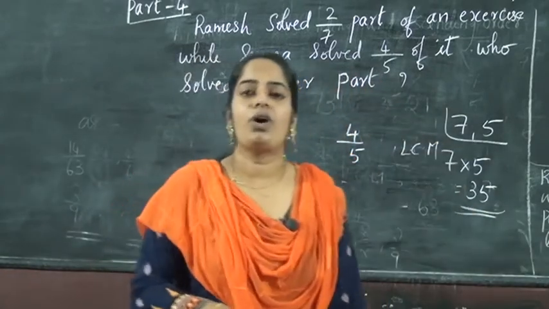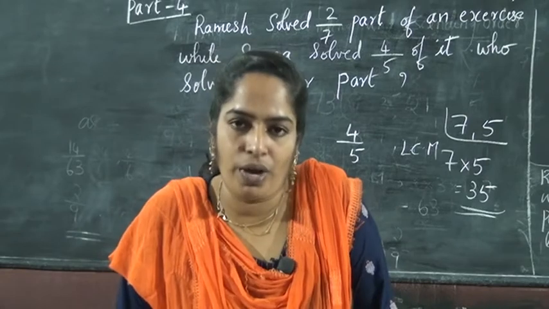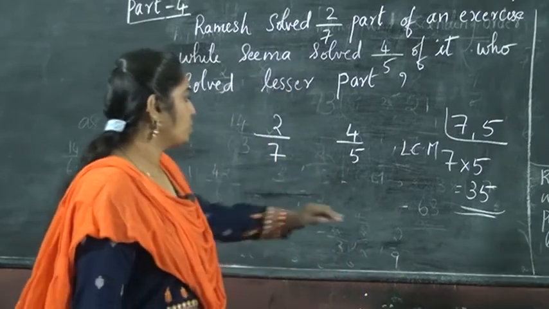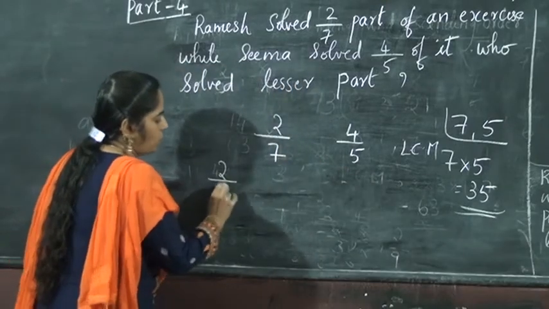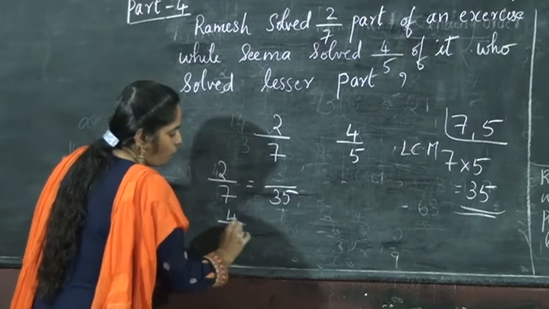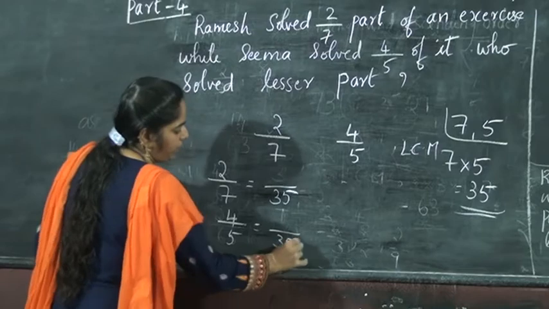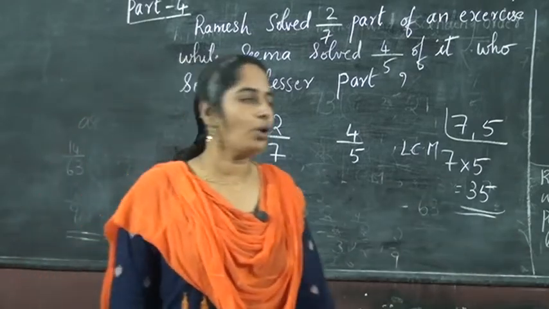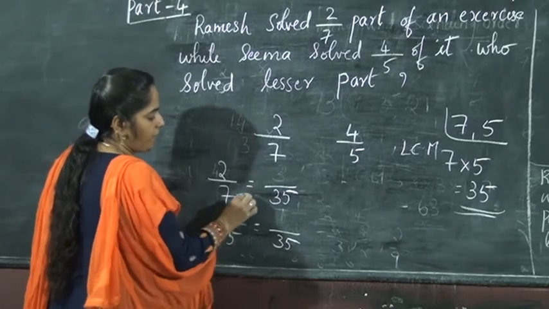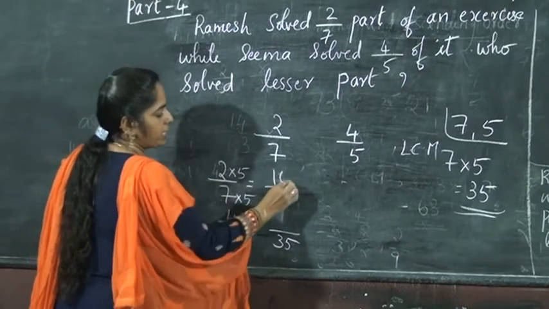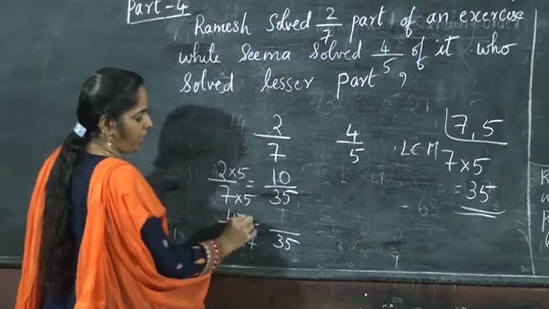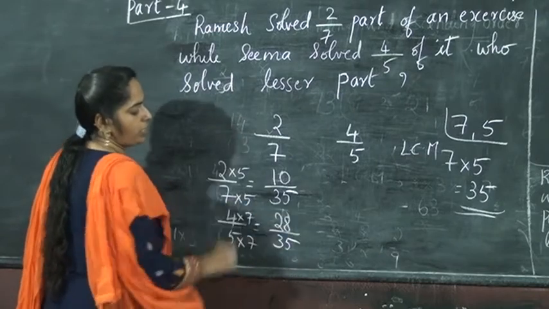LCM is equal to what? 7 5s are 35. So the next step is what? We must write each fraction with the denominator 35. So you will write 2/7 is equal to something over 35 and 4/5 is equal to something over 35. Isn't it children? Here you all know this. So next, 7 into how much is 35? 7 5s are 35, 2 5s are 10. Again here also 5 7s are 35, 4 7s are 28.